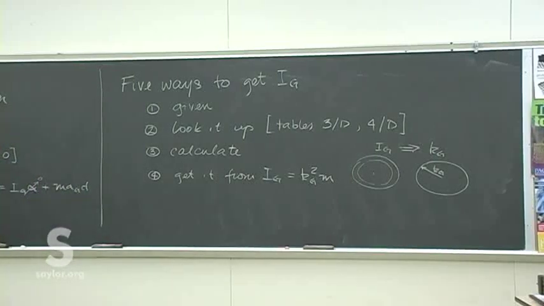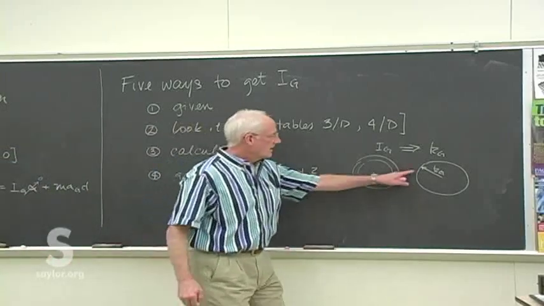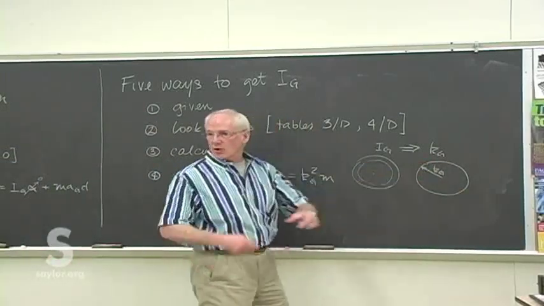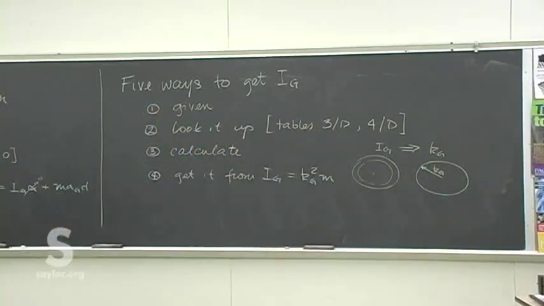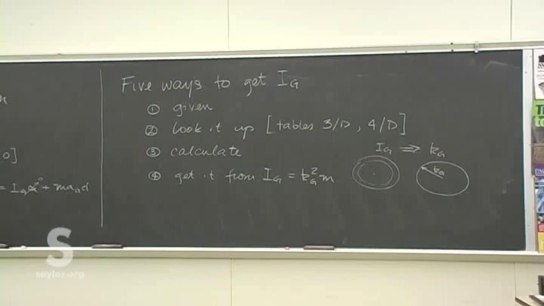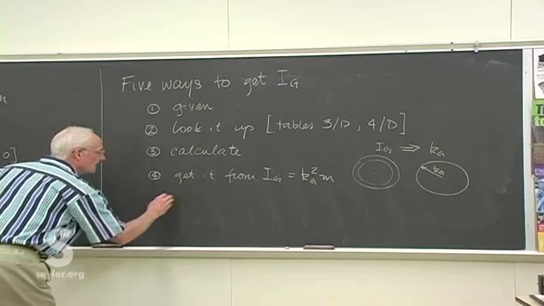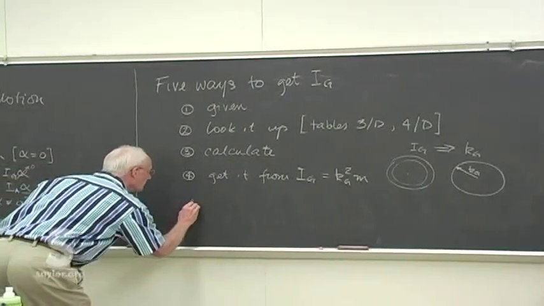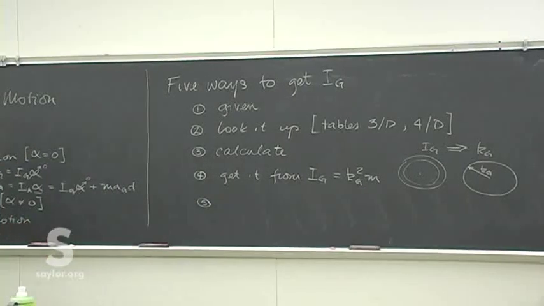Those 2 things, if they have the same moment of inertia, then the radius of gyration is the place where all the mass would be concentrated in an artificially infinitesimally thin ring at that distance. It's just another way of representing what the moment of inertia is. And then the fifth way.